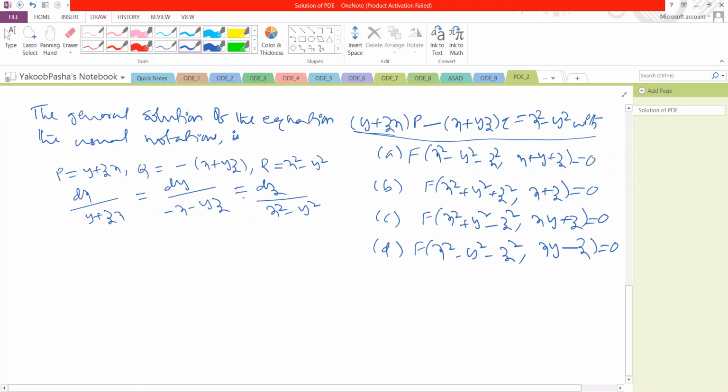using either the method of grouping or the method of multipliers. Method of grouping is difficult to do here, so I am taking the method of multipliers.